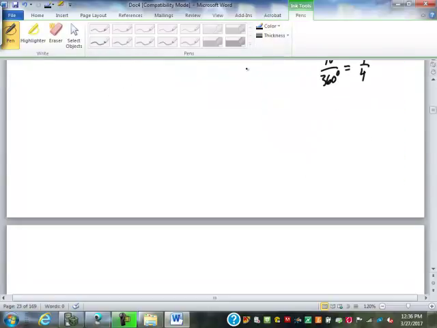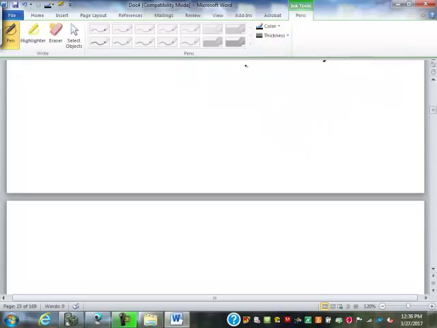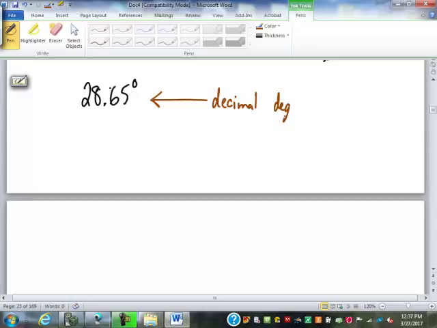Well, what if we need to measure angles that are a little bit more precise than a degree? For example, we might need an angle measured at 28.65 degrees. That's where we're heading with it, yep. This notation is what we call decimal degrees. The abbreviation for that is going to be DD.